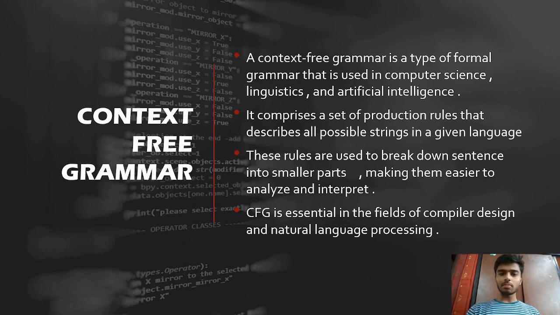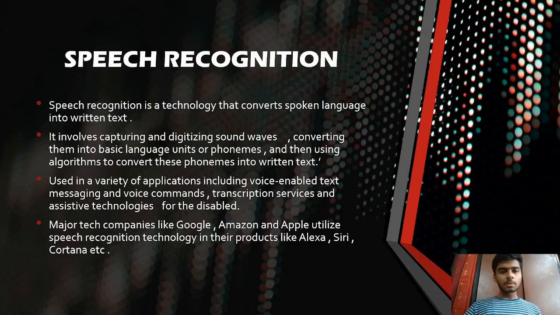These rules are used to break down sentences into smaller parts, making them easier to analyze and interpret. CFG is essential in the field of compiler design and natural language processing. Using these rules of CFG, we'll derive a particular string, for example, A, B, B, B, B. Now, this one string can be derived by the three production rules that I just told you a few seconds ago. Moving on to speech recognition.